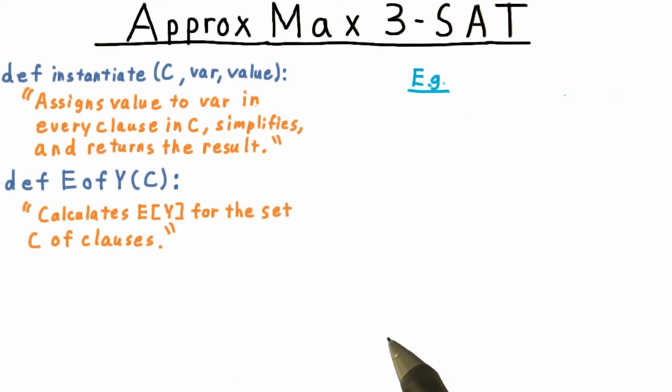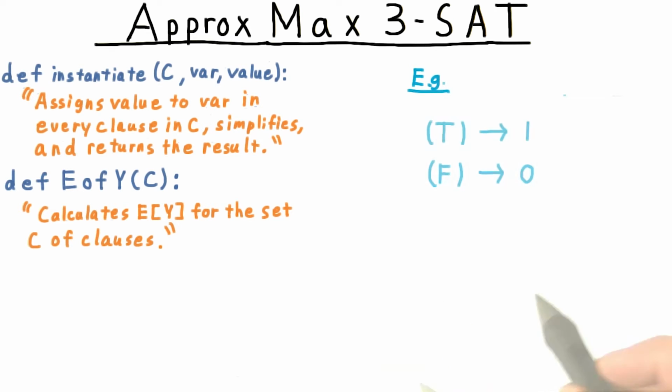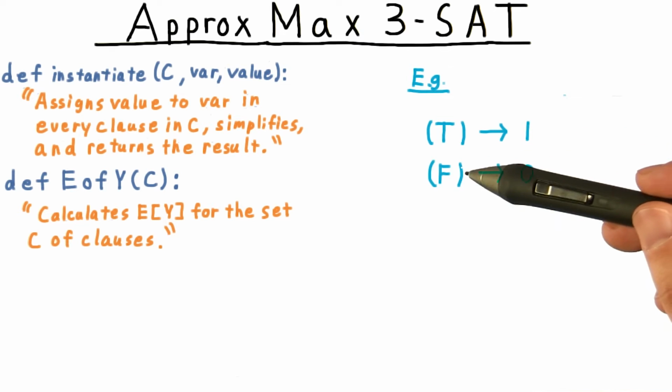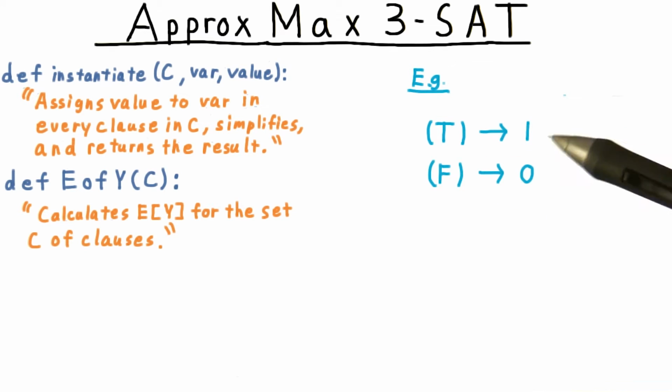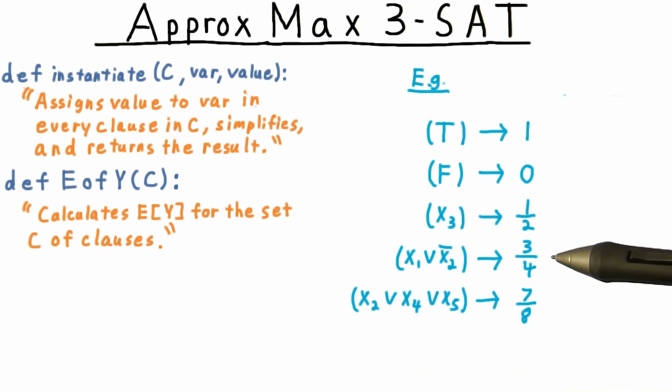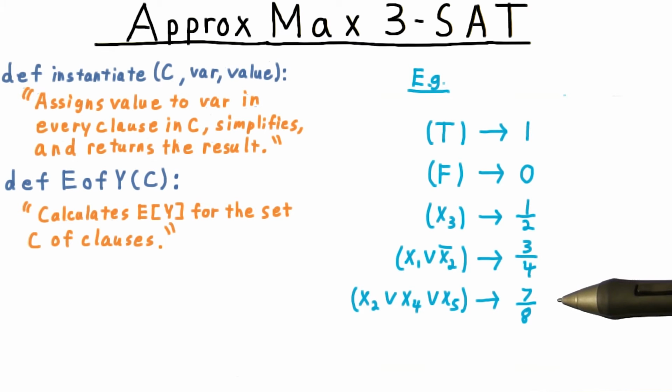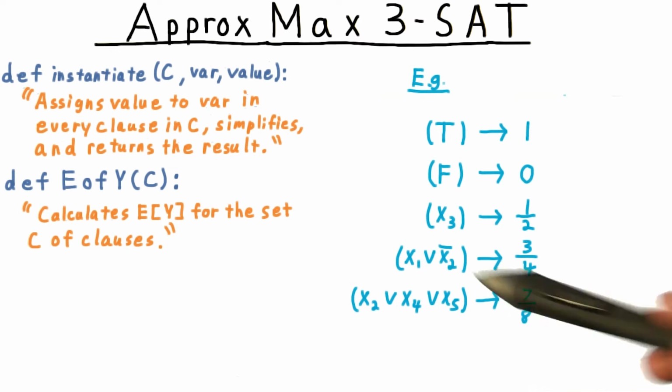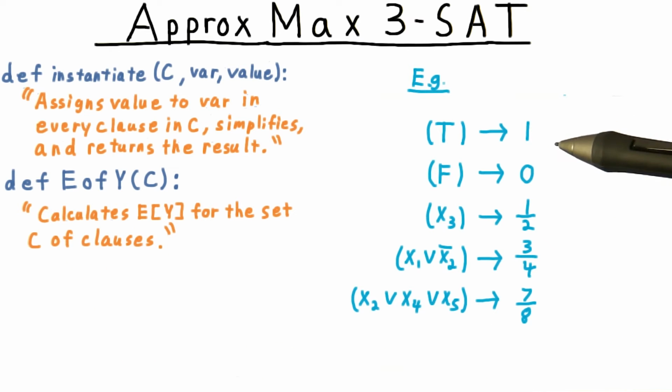Another important subroutine will be one that calculates the expected number of clauses that will be satisfied if the remaining variables are assigned true or false uniformly at random. Of course, if a clause is just true, then it gets assigned a value 1, and a clause that's just false gets assigned a value 0. A single literal gets assigned a value 1/2, two literals gets assigned a value of 3/4, and three literals gets a value of 7/8. Remember that there's just one way to assign the relevant variables so that the clause is false.